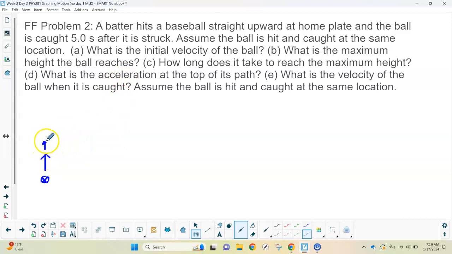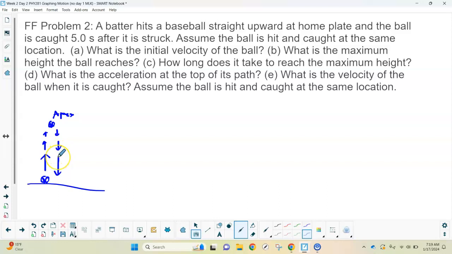So as it rises, it goes up, it's slowing down, it gets to the highest point, or the apex, which is how we describe it, and then it's going to fall back down and be caught, returning to the same level. Part A, we want to know the initial velocity of the ball, so how fast is it hit going up.